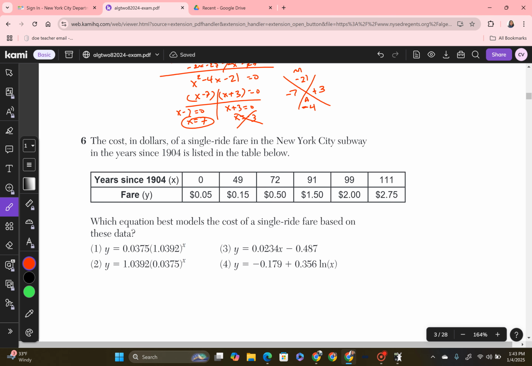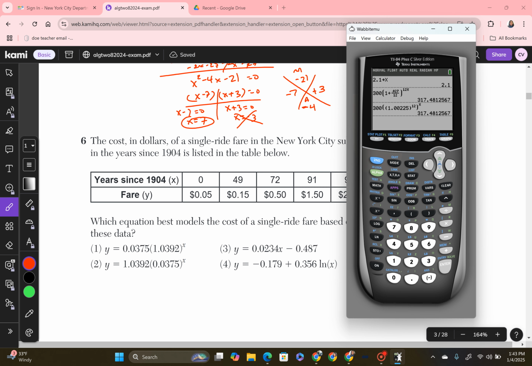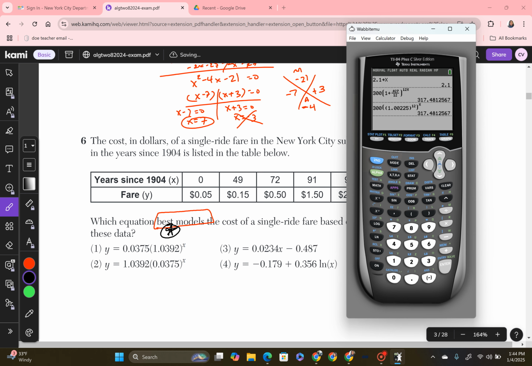Question number 6. I want to show you how to do this in the calculator using a different method. So the keywords here are best models. You should definitely underline or highlight that. That is a trick, so it's not going to exactly fit. But what you do here is you go to the stat button. You hit option number 1, which is edit, and you're going to put these numbers in.